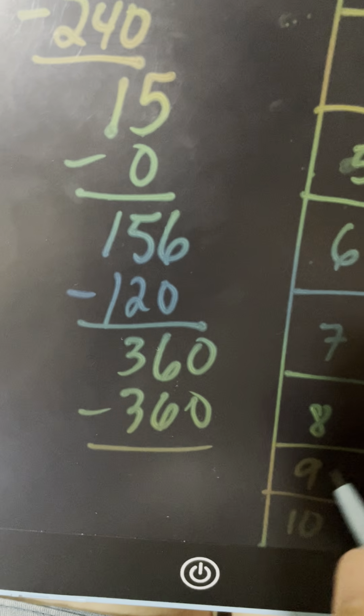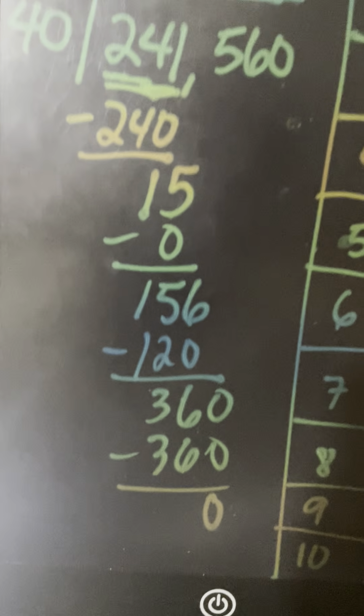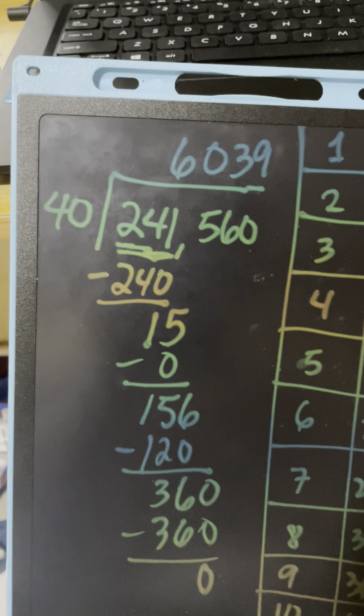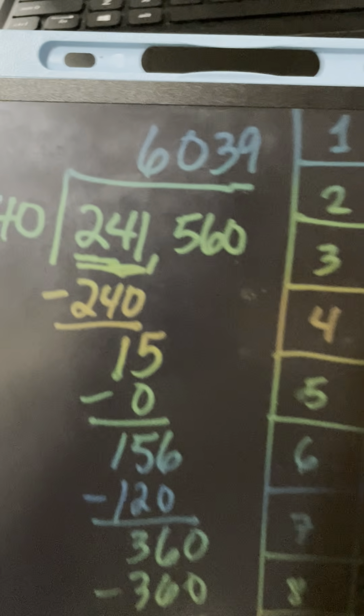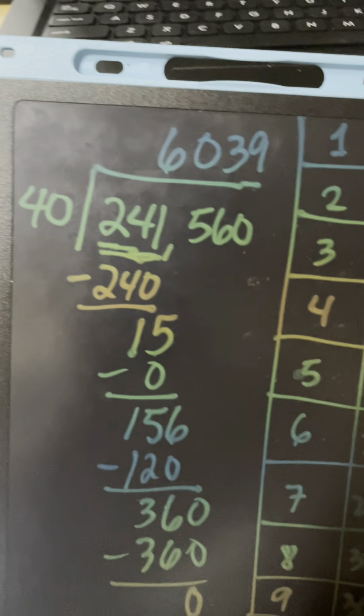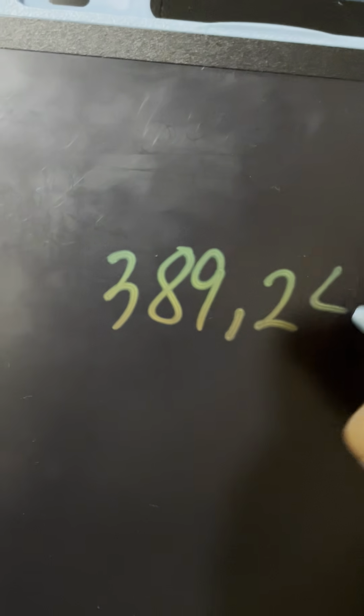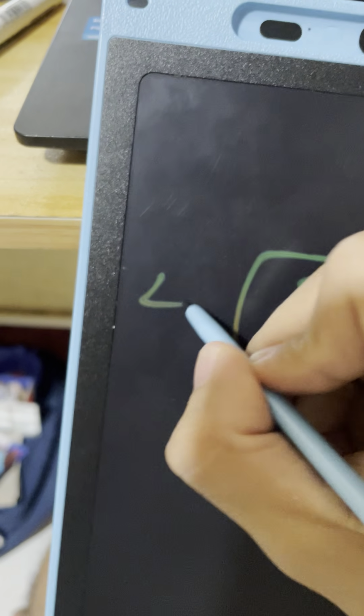Oh, subtracting the same number, 0. So, there's no remainder. Our answer is 6,039. Now, try this one. Divide 389,240 by 40.